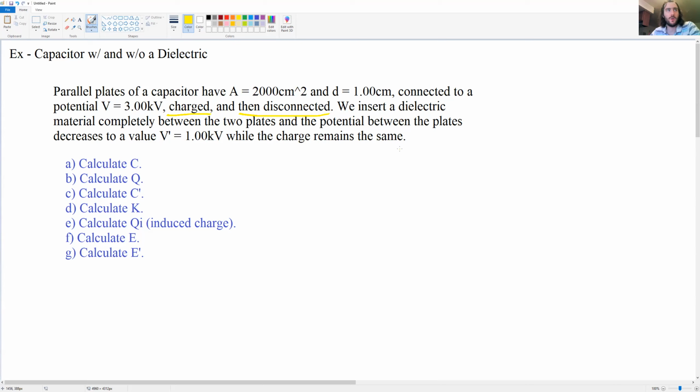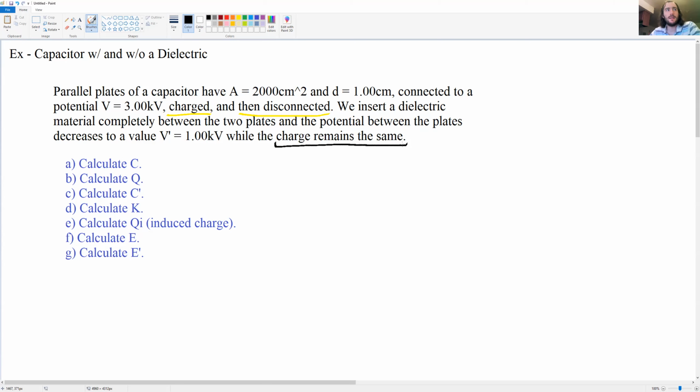So you have to really pay attention to what's being said in these problems. When a voltage source is disconnected from a capacitor, the charge on the capacitor remains. We insert a dielectric material completely between the two plates, and the potential between the plates decreases to a value V prime equal to 1 kilovolt, while the charge remains the same. It even reminds you that the charge remains the same here.